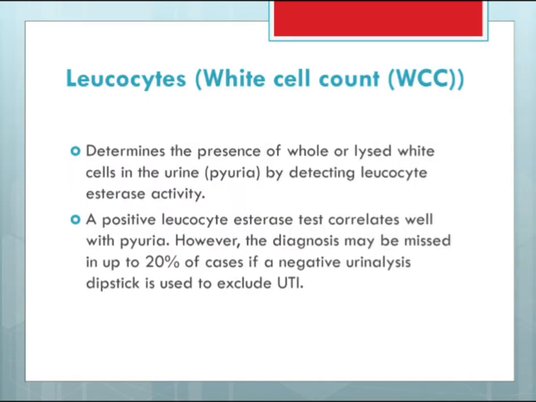Leucocytes, or white cell count, determines the presence of whole or lysed white cells in the urine by detecting leukocyte esterase activity. A positive leukocyte esterase test correlates well with pyuria. However, the diagnosis may be missed in up to 20% of cases if a negative urinalysis dipstick is used to exclude UTI.